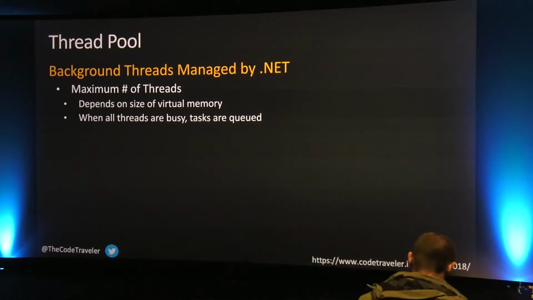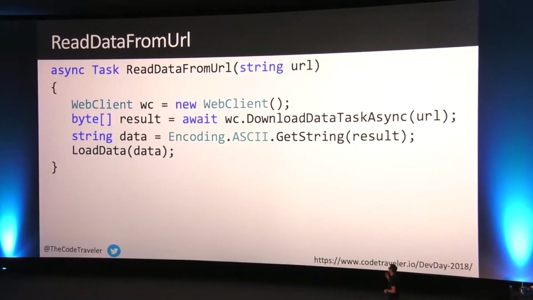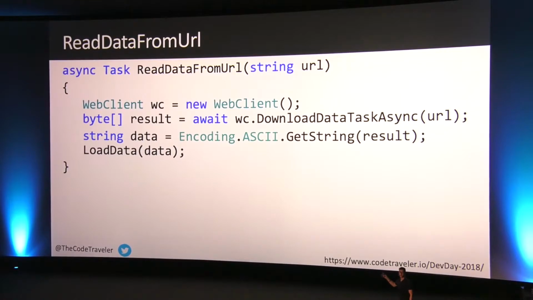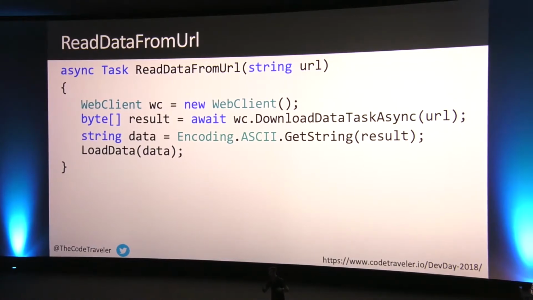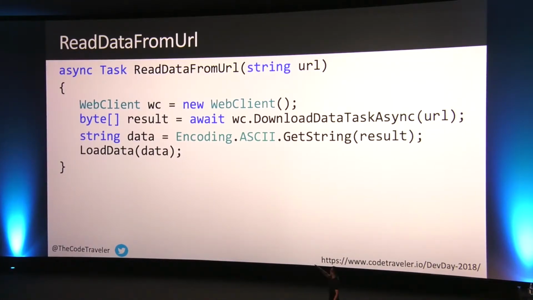And here's kind of how all that looks with some code. As I get closer to my computer, there we go. We have a method here called read data from URL, and this is a pretty simple method. Now, yes, we're using web client in here. You should be using HTTP client in your code, but just for the sake of keeping it simple, we've stuck with web client. All this code is doing is newing up a web client. We are calling download data task async, which we're awaiting. That returns a byte array, which we've called result. We're taking the byte array, turning it into a string, and then running this method called load data.